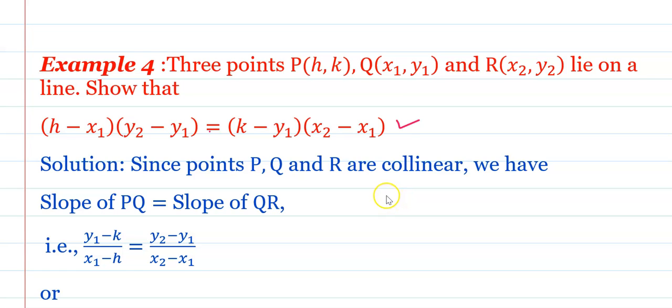As these points lie on the same line, they are collinear, and therefore the slope of PQ is equal to the slope of QR. First of all, the slope of PQ is the difference of the y coordinates, y1 minus k, upon x1 minus h. This is the slope of PQ. The slope of QR is y2 minus y1 upon x2 minus x1.